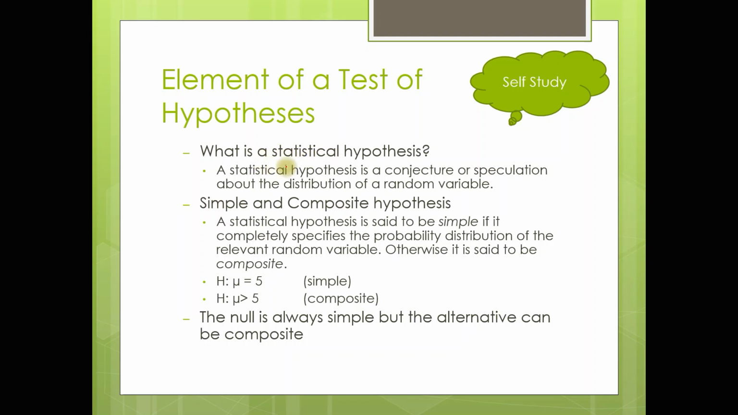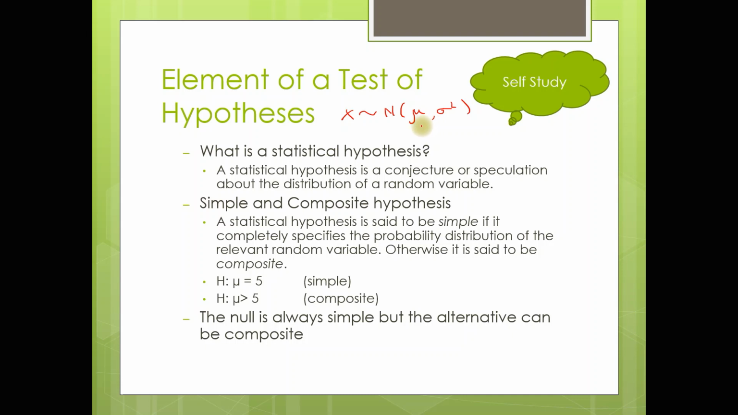And what is a statistical hypothesis? It's a conjecture, all right? It's like a speculation that you are doing. A conjecture is a speculation about the distribution of a random variable. Let's suppose you are assuming that the claim amount is going to follow a certain distribution, let's suppose a normal distribution with mean mu and variance sigma squared. I don't think that claim amount will follow a normal distribution, but let's assume it's like that.